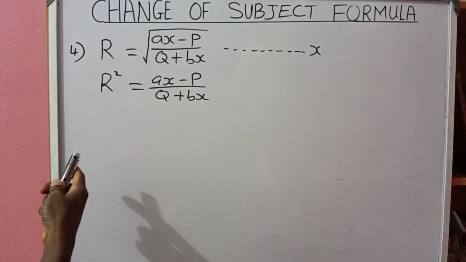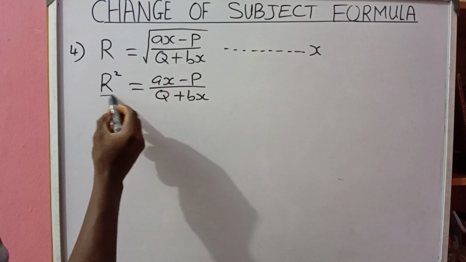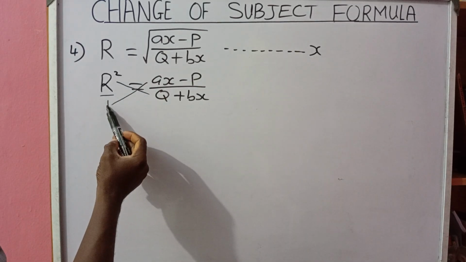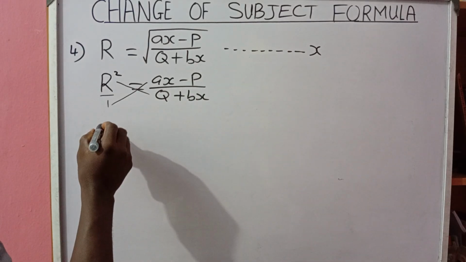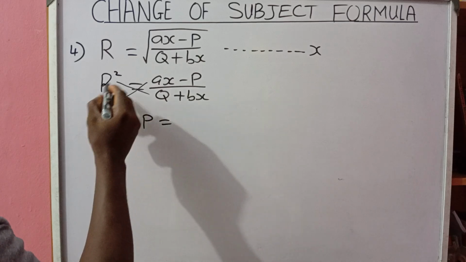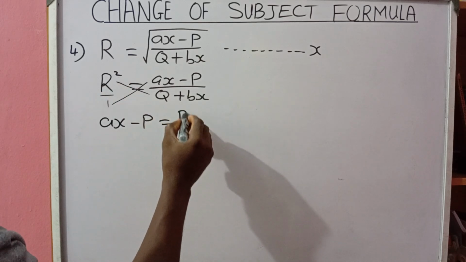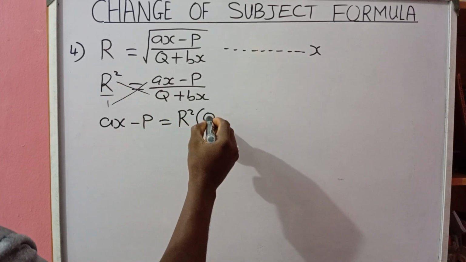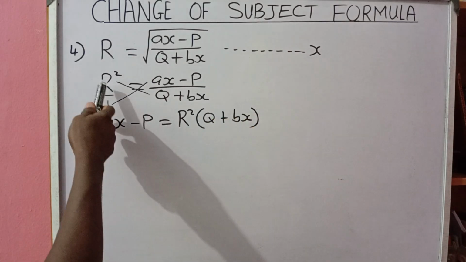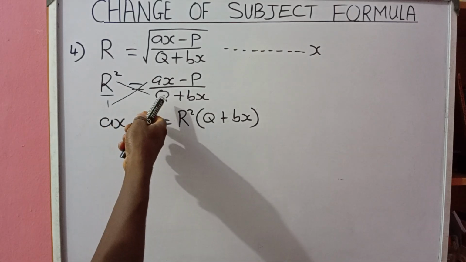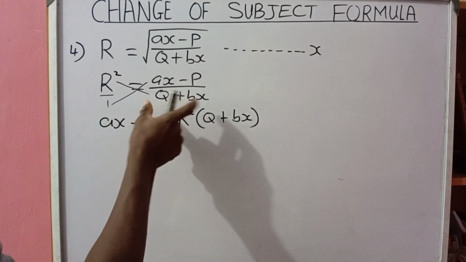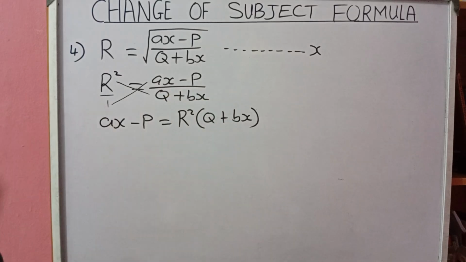All right, so the next thing we have to do is to cross multiply. So that will now be 1 times ax minus b will give us ax minus b equal to r squared times q plus bx. We have to put both of them in a bracket because this r squared multiplies every bit of this.